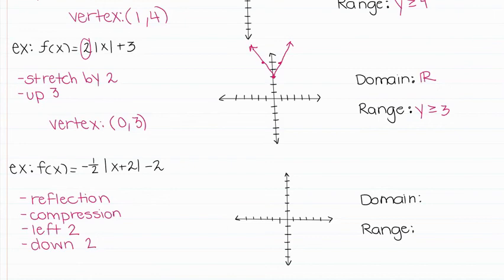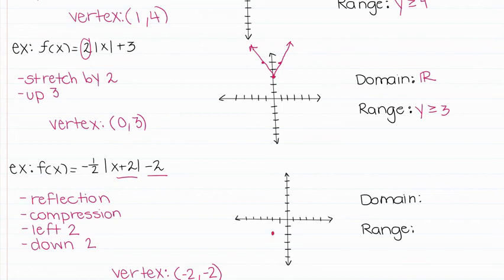So as always, we start with figuring out what our vertex is, because that's the first point we graph. Just like for a line, the first point we graph is a y-intercept. So for the vertex, we look at this and this. So it's x plus 2, so it'd be negative 2, and then that stays the same, so negative 2. And I'm going to put a dot there, so (-2, -2). So that's my starting point.